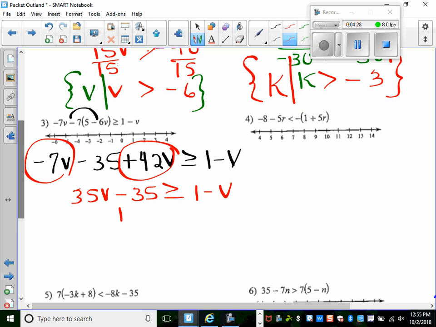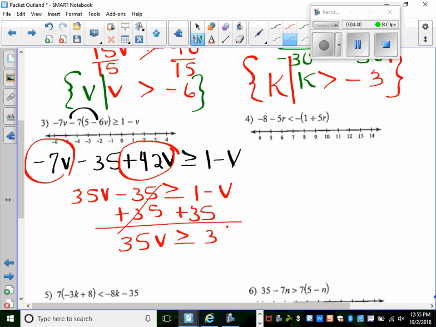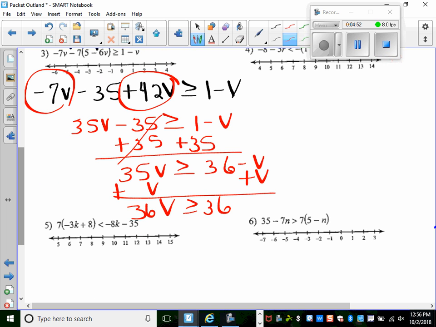Okay. I'll add 35 to both sides. So I'm going to have 35v is greater than or equal to 36. And then I'll add my v. Now you could have also started with the variables first. It doesn't matter. So once you divide by the 36, you'll end up with v is greater than or equal to 1. Put that in set builder notation. Okay, and you're done.